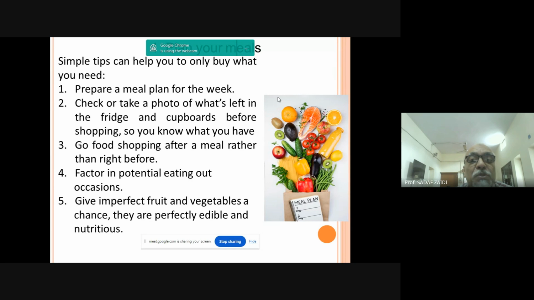Some simple tips can help you to only buy what you need. तो अब इसमें क्या कर सकते हैं हम? Prepare a meal plan for the week. Check or take a photo of what's left in the fridge and cupboards before shopping, so you know what you have to buy. Go food shopping after a meal rather than right before.